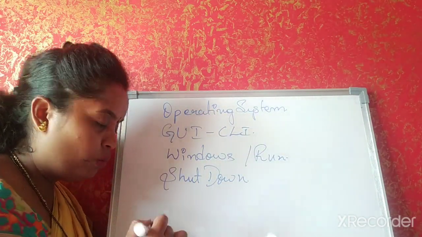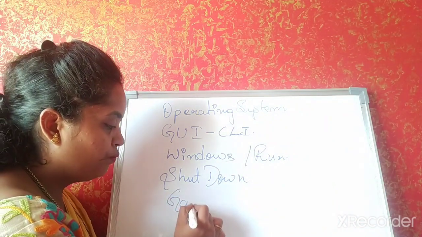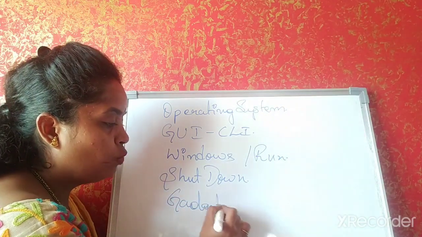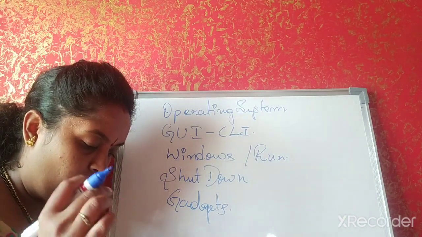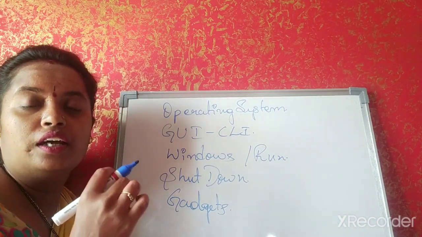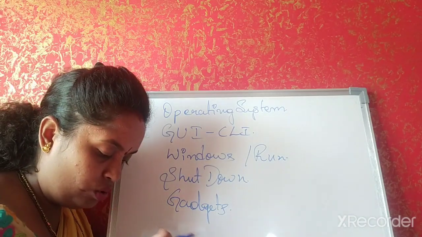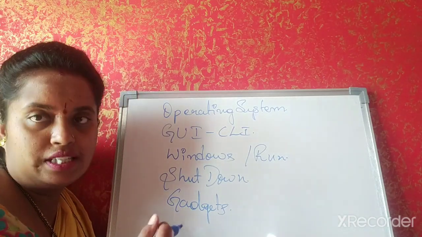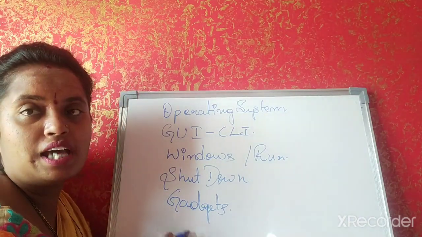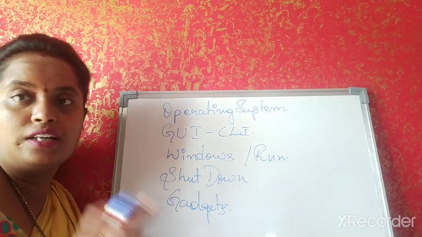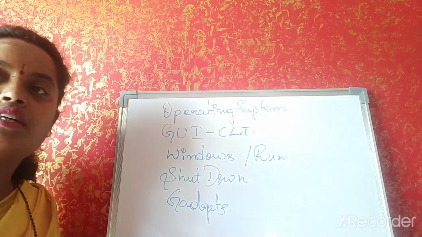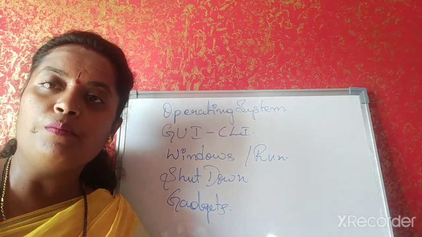Then the last one was your gadgets. So what are gadgets? Gadgets are small tools used to see the information quickly, in an easy way. Examples for gadgets are clock, weather, calculator and calendar. Understood, children? Hope you all have understood the second chapter.